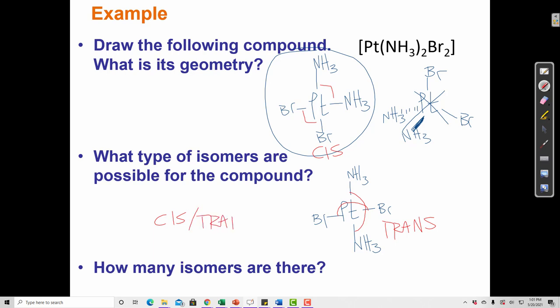There is no linkage isomerism possible here. So how many isomers are there? Well, there's the cis isomer and there's the trans isomer. There are two isomers possible for this compound.